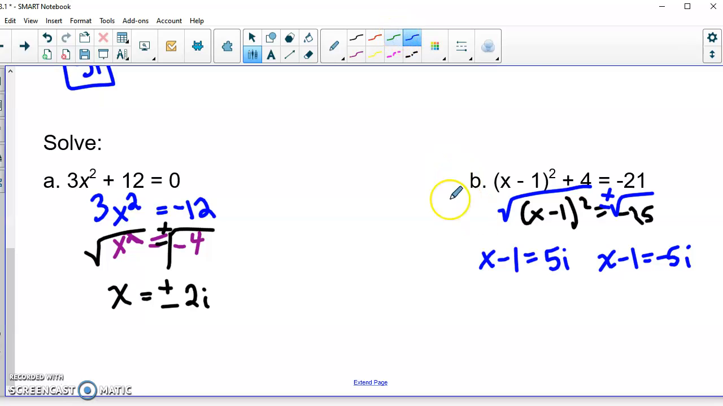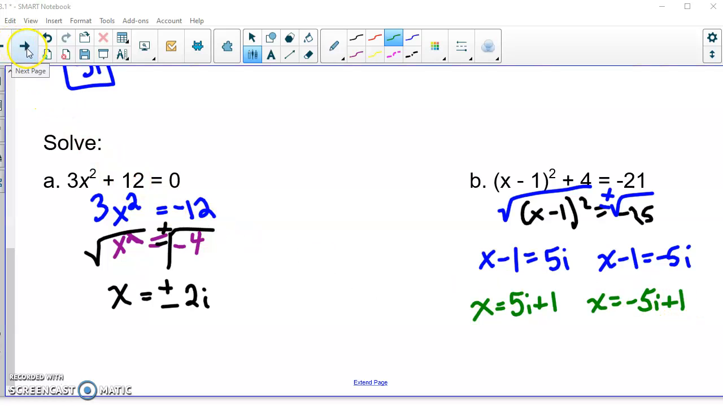All right, then we add 1. So x can equal 5i plus 1, and here, negative 5i plus 1. Notice I did not combine these two. These are not like terms. One has an i, one has a constant.